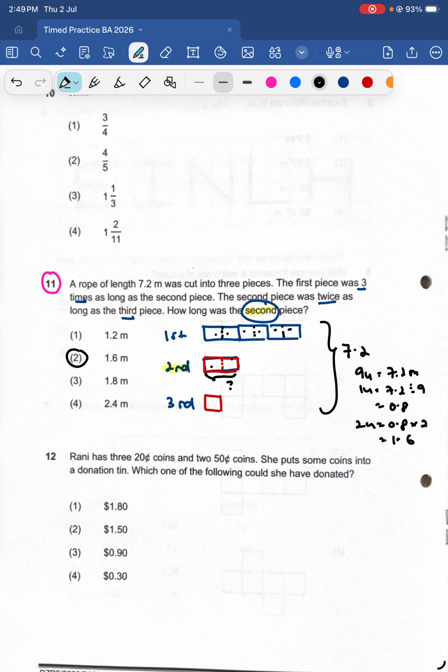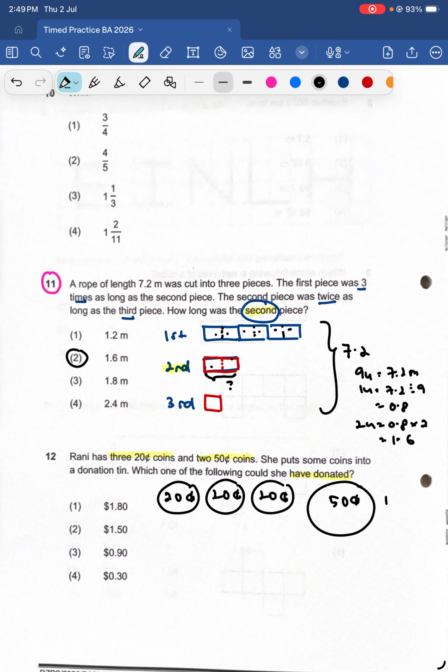Now looking at question 12, Rani has 3 20-cent coins and 2 50-cent coins. She put some coins into a donation tin. Which of the following could be what she has donated? Now I'm going to highlight or even draw out for you to see so that you are clear. That means I have 3 20-cent coins and I have 2 50-cent coins. So these are the only 5 coins that Rani has, which are the combinations that can be donated.